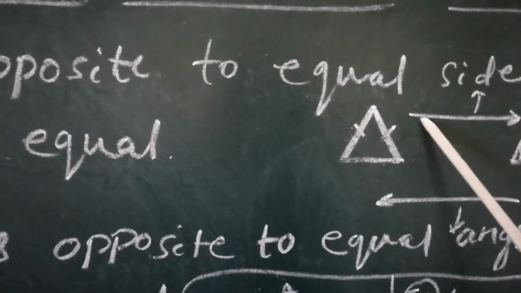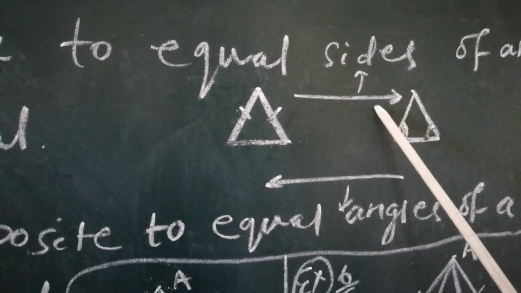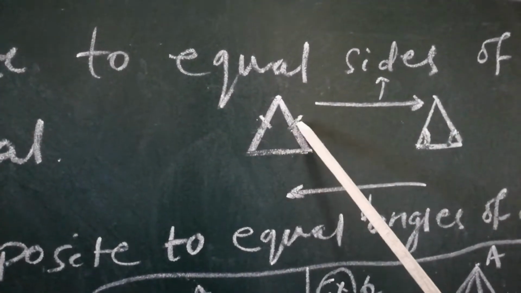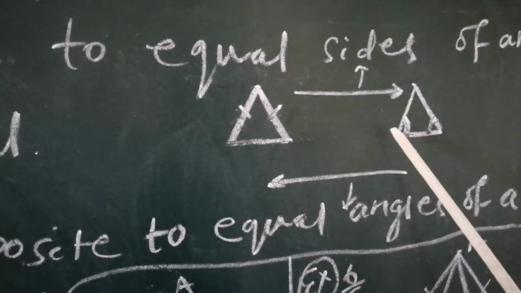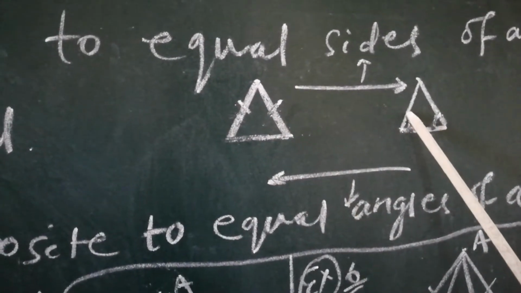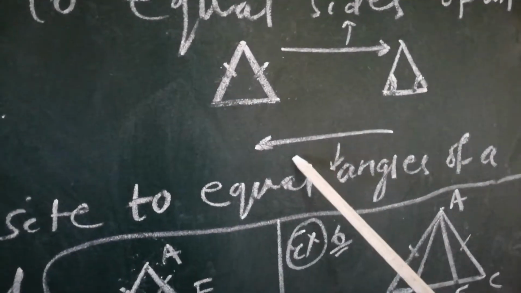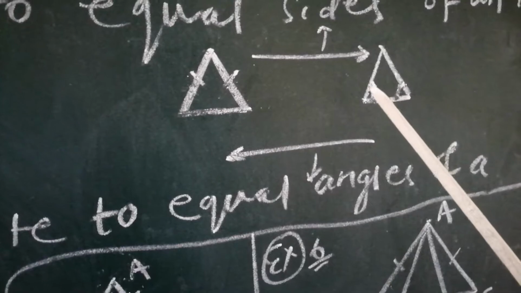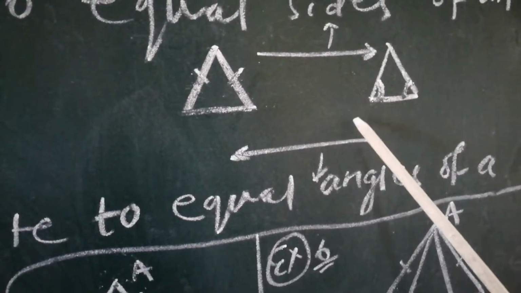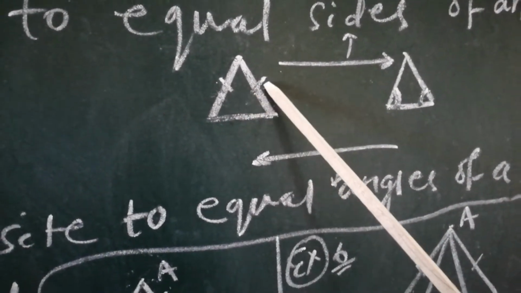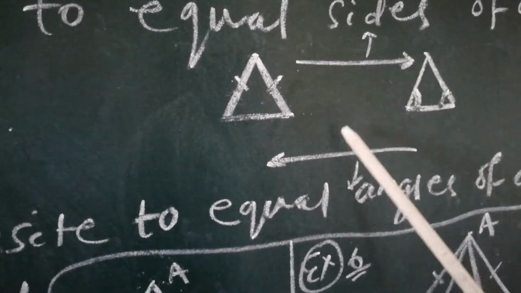That means property 1 says, look at these pictures: if these two sides are equal, then the corresponding angles will be equal. That means this leads to this. Similarly, property 2 says that if these two angles are equal, it leads to these two sides also being equal. They are converses of each other.